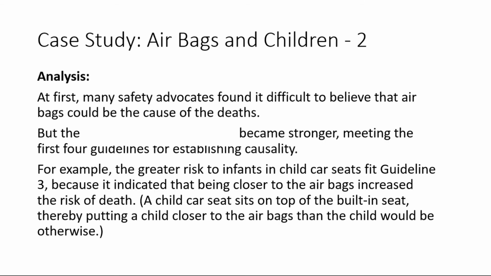At first, many safety advocates found it difficult to believe that airbags could be the cause of the deaths, but the observational evidence became stronger, meeting the first four guidelines for establishing causality. For example, the greater risk to infants in child car seats fit Guideline 3 because it indicated that being closer to the airbags increased the risk of death. A child car seat sits on top of the built-in seat, thereby putting a child closer to the airbags than the child would be otherwise.